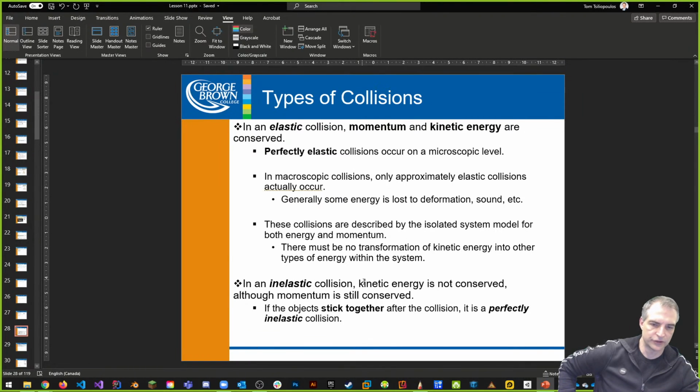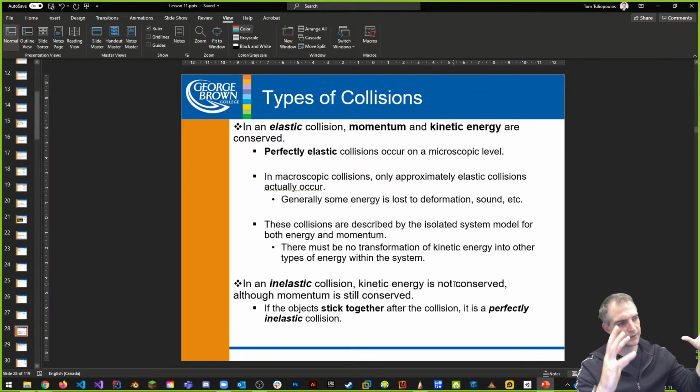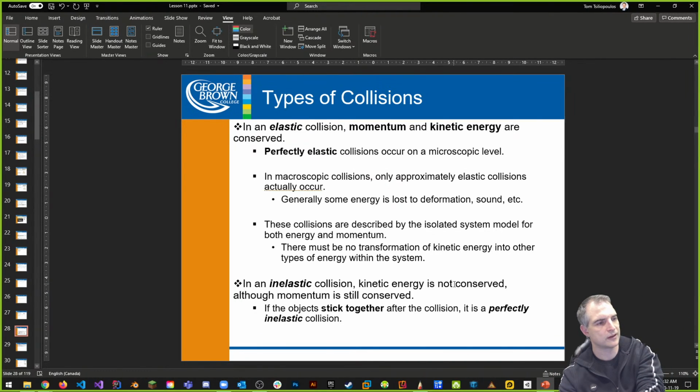In an inelastic collision, kinetic energy is not conserved, right? Although momentum is still conserved. If the objects stick together after the collision, it is a perfectly inelastic collision. Why? Because I'm carrying forward the other object in the opposite direction, right? It's almost like my masses combine at the end. If we can think of our masses combining in a perfectly inelastic collision, it's almost like I have one combined mass at the end, okay?